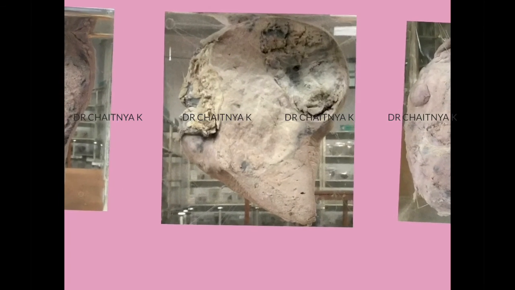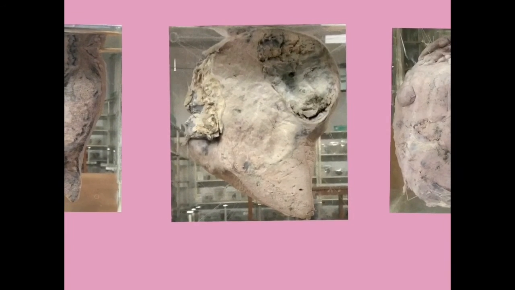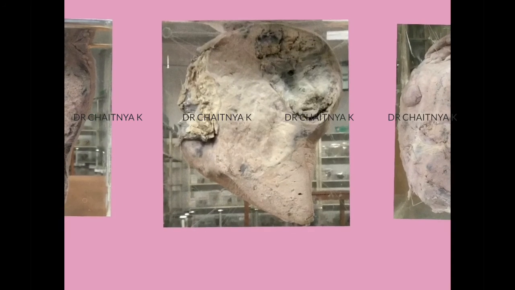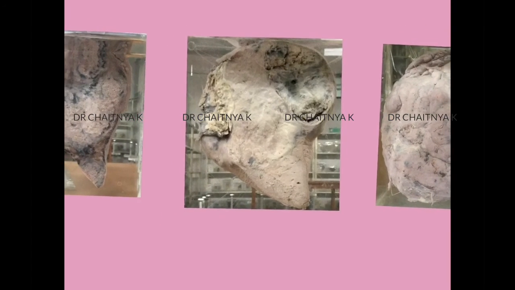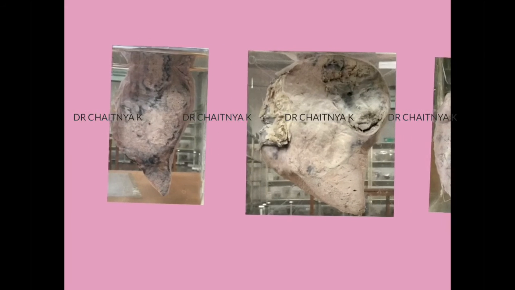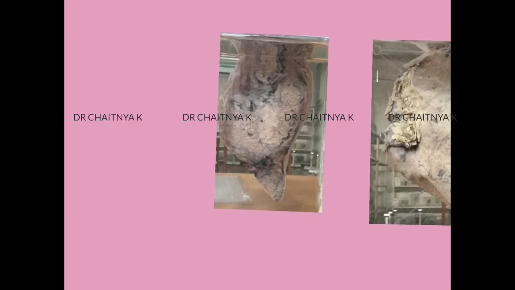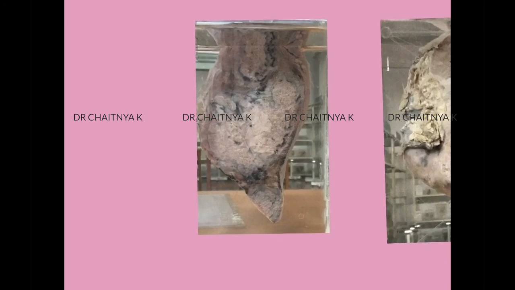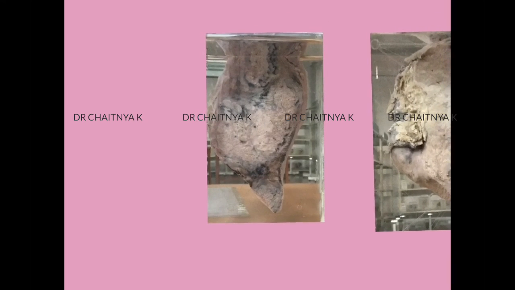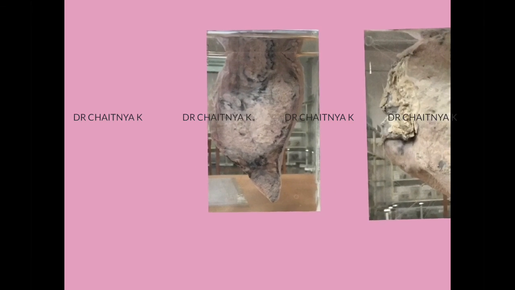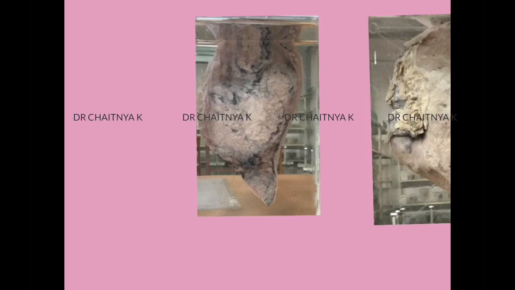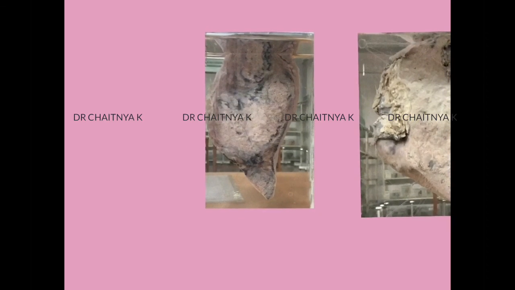This specimen of the liver is showing a tumor of variegated appearance, friable and hard. The tumor also shows hemorrhagic and necrotic areas. This is hepatocellular carcinoma. This specimen shows multiple tumors with umbilication in the center, and the surrounding parenchyma is compressed by the tumors. So this is metastasis of the liver.